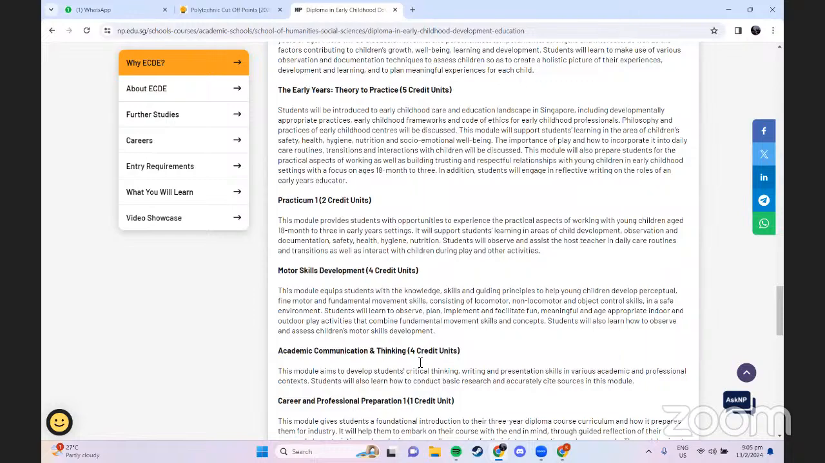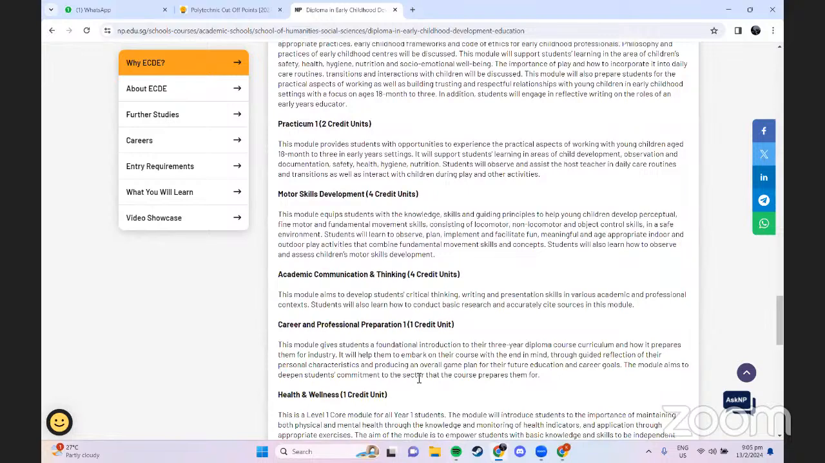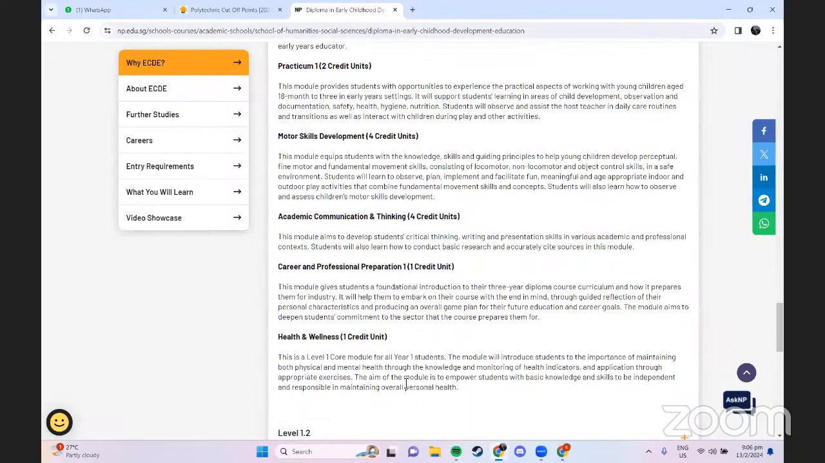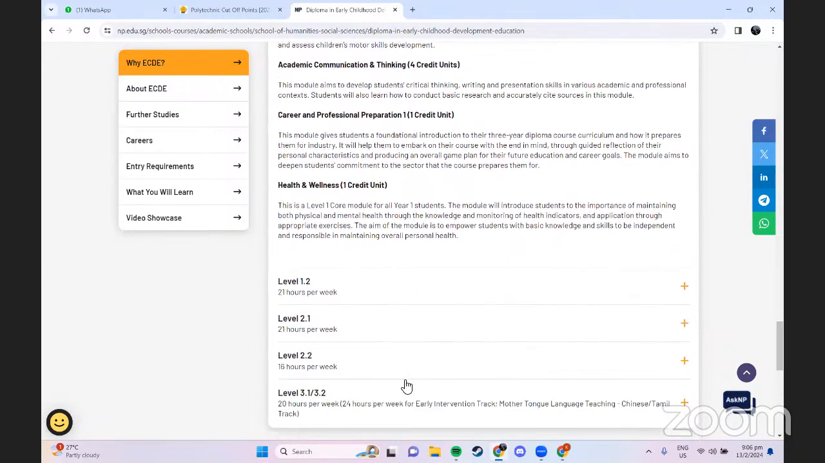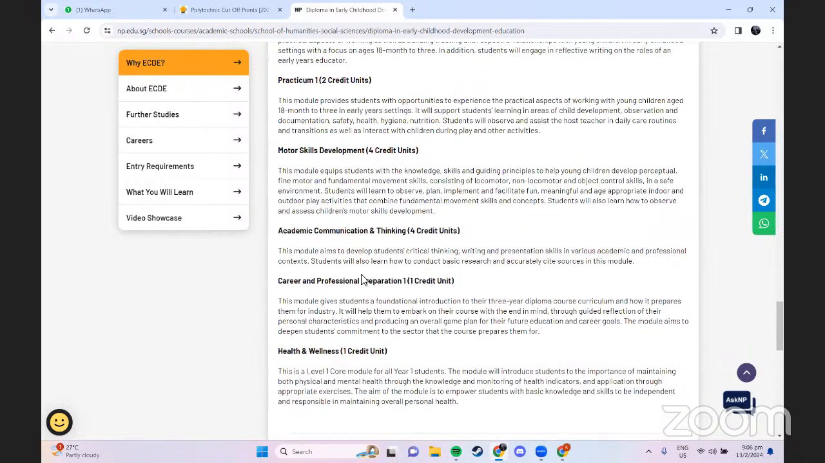What are credit units? You think about it this way. 4 credits means it's a very big subject. 2 credits is half of it. It's a subject, but it's half. So it's not like what you see in O level, where every subject has around the same time. They don't. For example, health and wellness is only 1 credit, so they're going to spend only a quarter of the time compared to a 4 credit unit subject. So it's a big subject or a small subject, literally like that.